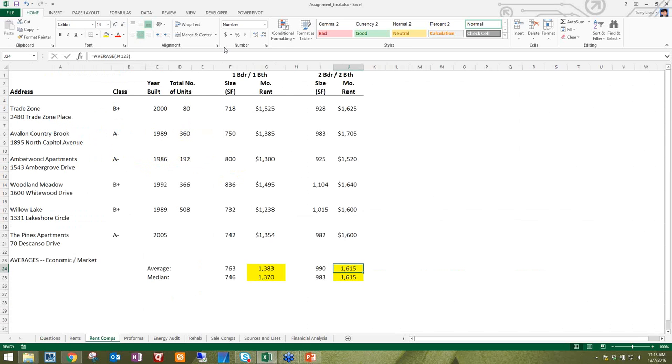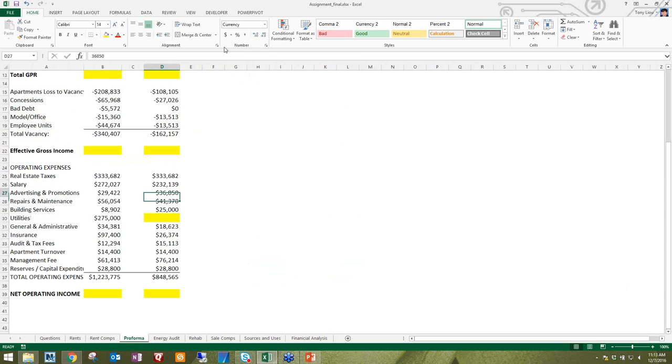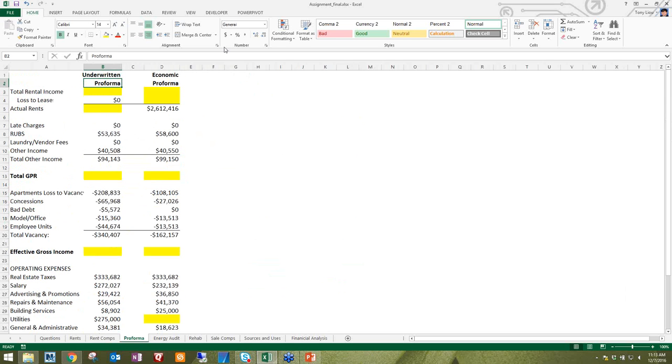So, boom, boom. Okay. So I finished that section, right? So we know that our current annual revenue is $2.3 million, and our economic revenue is about $2.6 million. So let's go to the first page of the pro forma, right?